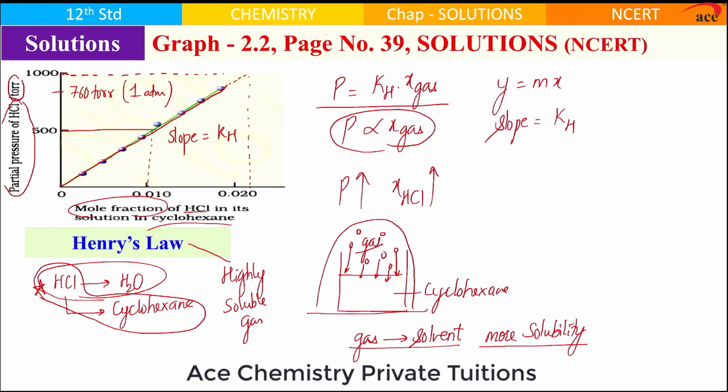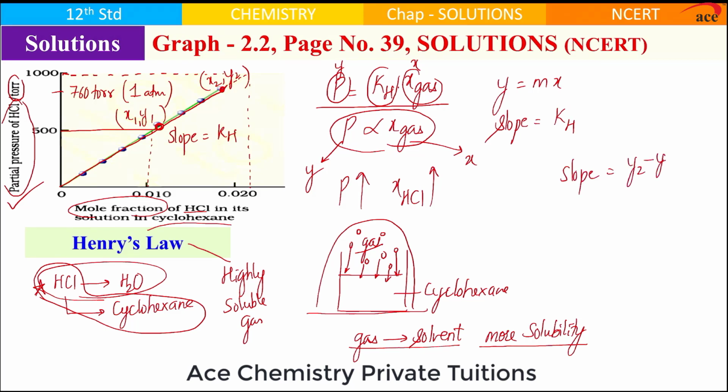So that's what we understand from this graph, which gives you as a y coordinate partial pressure. This is y coordinate, and mole fraction as your x coordinate. Y coordinate and x coordinate, and the slope of this graph is Kh. Whenever you want the slope of this graph, you can take x1, y1, and you can take x2, y2, and you know the formula of the slope. Formula of the slope will be y2 minus y1 upon x2 minus x1 will give you slope of this graph of mole fraction and partial pressure.